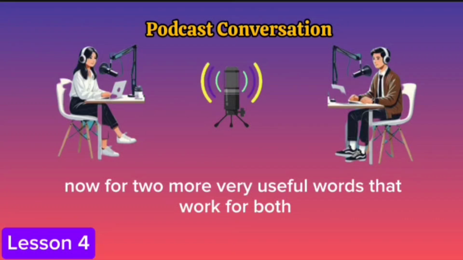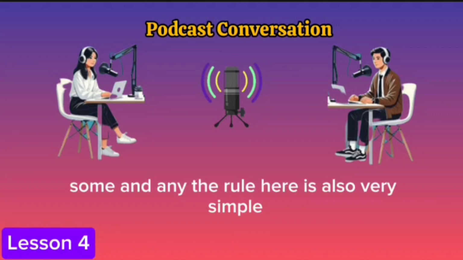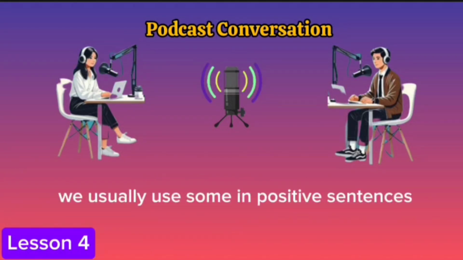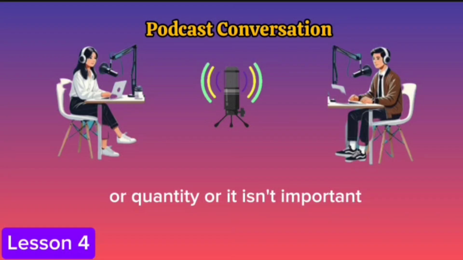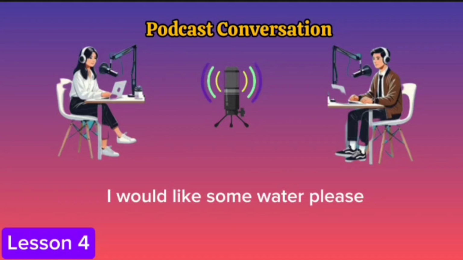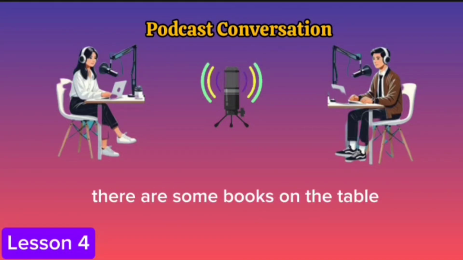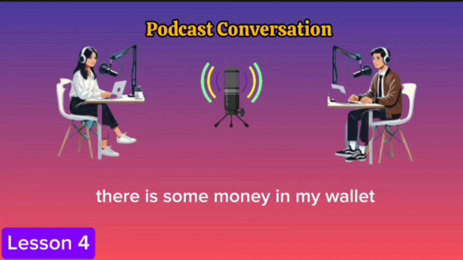Now, for two more very useful words that work for both countable and uncountable nouns, some and any. The rule here is also very simple. We usually use some in positive sentences. We use it when we don't know the exact number or quantity, or it isn't important. I need to buy some apples. I would like some water, please. There are some books on the table. There is some money in my wallet.